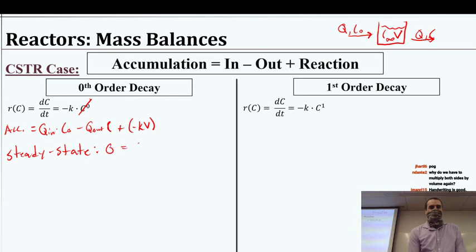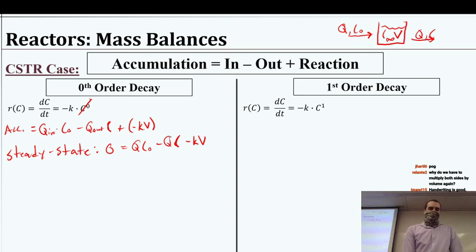zero equals this, QC naught minus QC minus KV. Okay? So from there, one thing that's often pretty handy to do at this point is, since we know that Q is going to be the same, right? We're not accumulating more and more water in the system, because that would be difficult to handle, or rather depleting it. We're just keeping the Q in and the Q out the same. That's very typical. And so I just wrote them both as Q here.